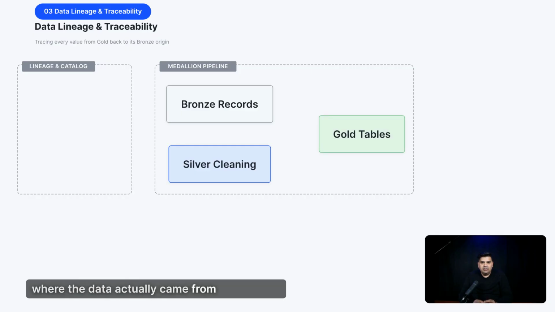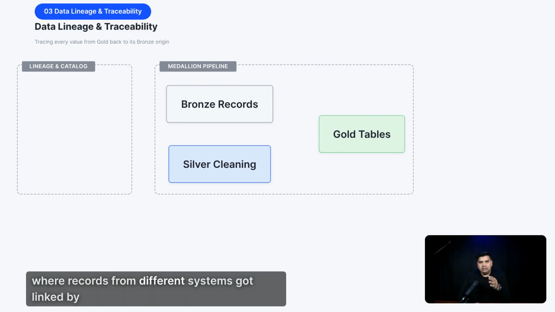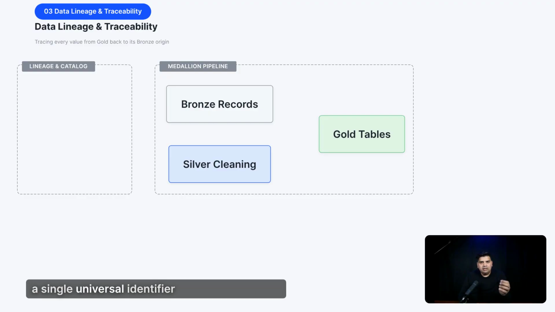actually came from. Lineage is like a family tree for every number in your gold tables. It traces a value all the way back through the silver cleaning stage, past the golden ID stitching where records from different systems got linked by a single universal identifier, and down into the raw bronze records that arrived from your source systems. Why does this matter?